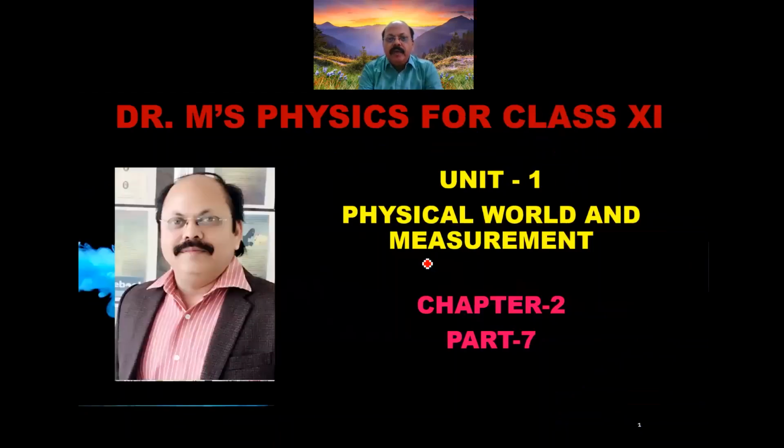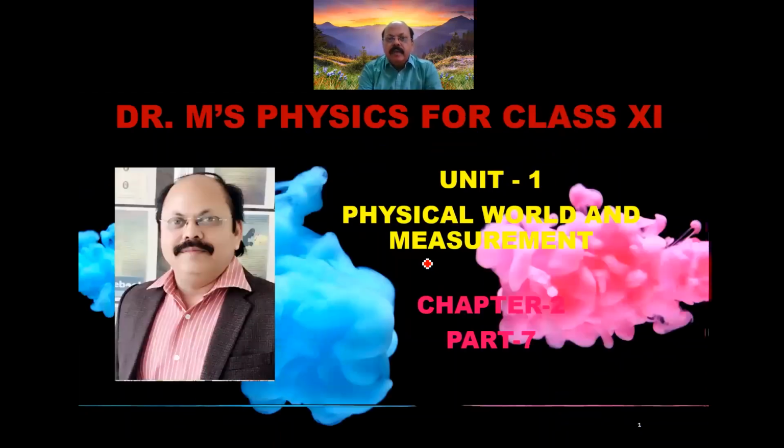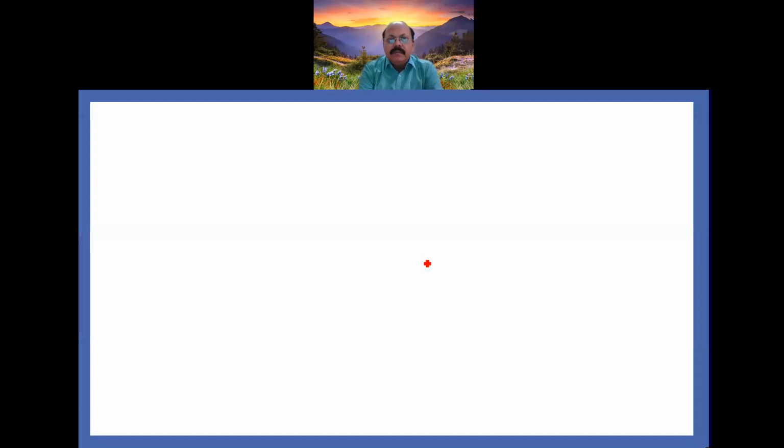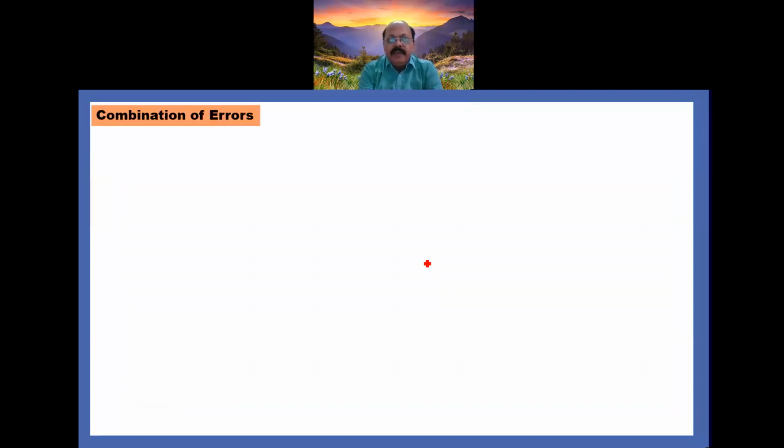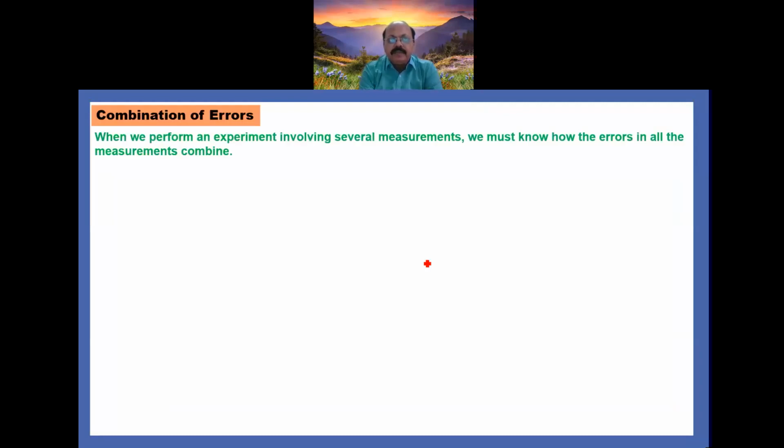So you have to learn in Part 7: first combination of errors, then error of a sum, error of a difference, error of a product, error of a quotient or division, error of an exponent or raised to the power of a physical quantity, and then at last significant figures and its rule. So one by one I explain the combination of errors.